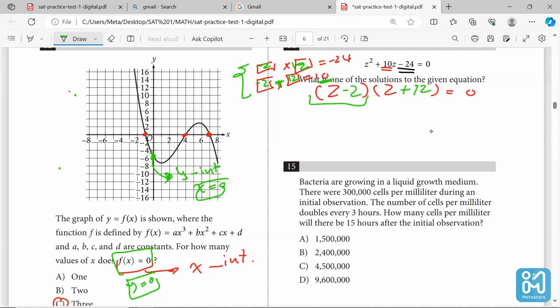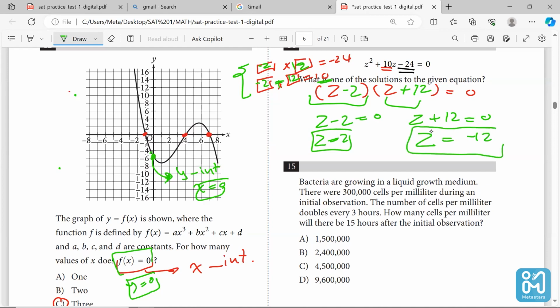Now take each parentheses and set it equal to 0. And here, z plus 12 equals 0. So finally, z equals 2 and z equals negative 12. What is one of the solutions to the given equation? So this is my answer. I have 2 solutions. You can put any one of them. Any question about this?